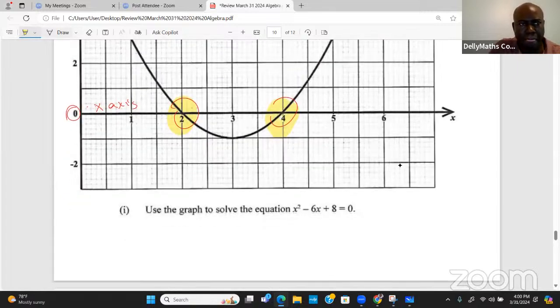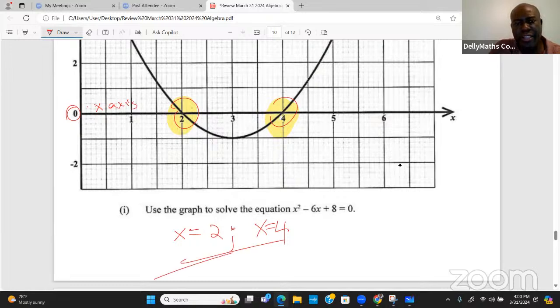We write them in. So x is equal to 2, x is equal to 4. There it is that we have those solutions very easily. So there are other terminologies that we can use. They could say find the roots, the same thing they're looking for. They could say find the x-intercept.